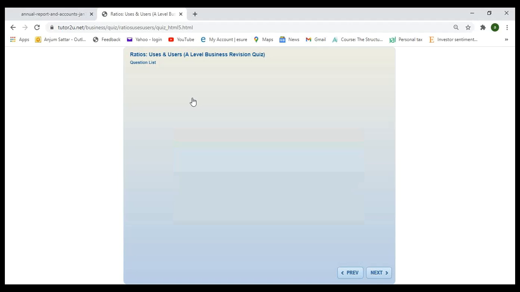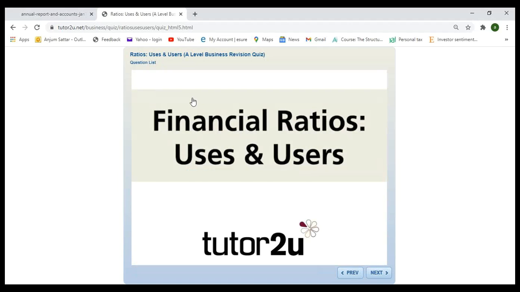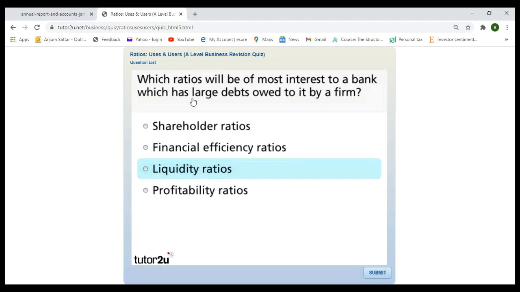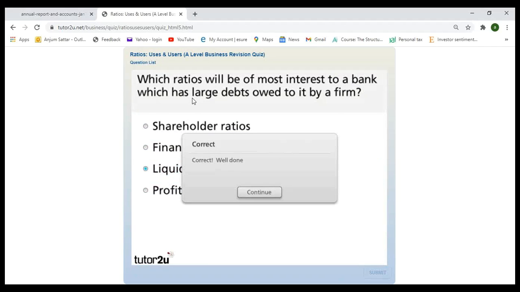Please do it in your own time. Financial ratios, so you can pick it. At the end it shows you all your right and wrong answers and you can review. And all these are recommended resources. If you have any question, you have my email address and you can drop me an email at anyam@ukversity.co.uk.